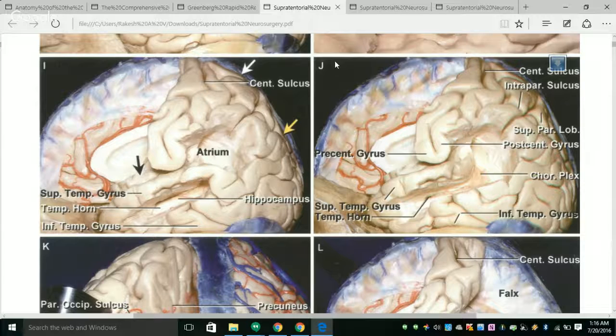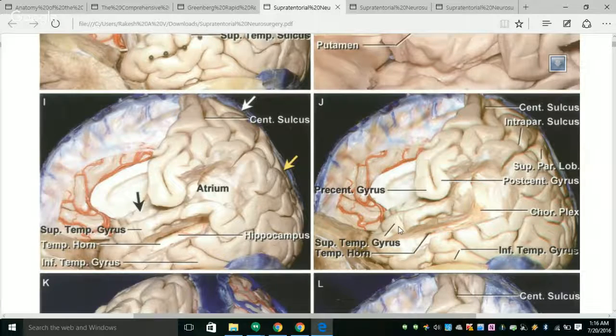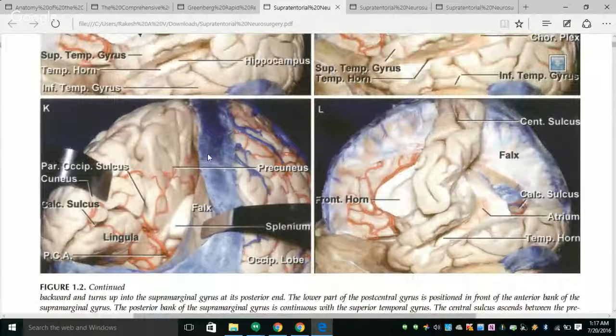On figure J, the remaining bridge of the superior temporal gyrus located superficial to the junction of the atrium and temporal horn has been removed. Okay, and now it proceeds on to K. So this is really a complete step-by-step dissection. We can't see anything like this anywhere, I think.